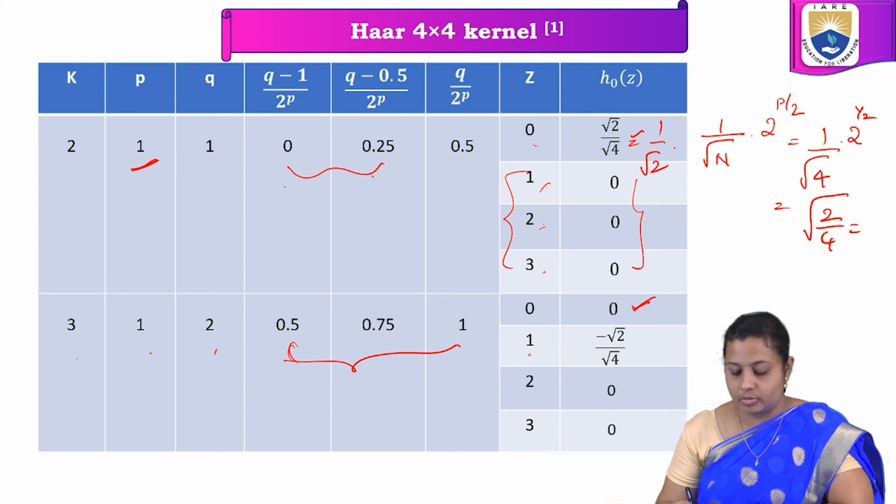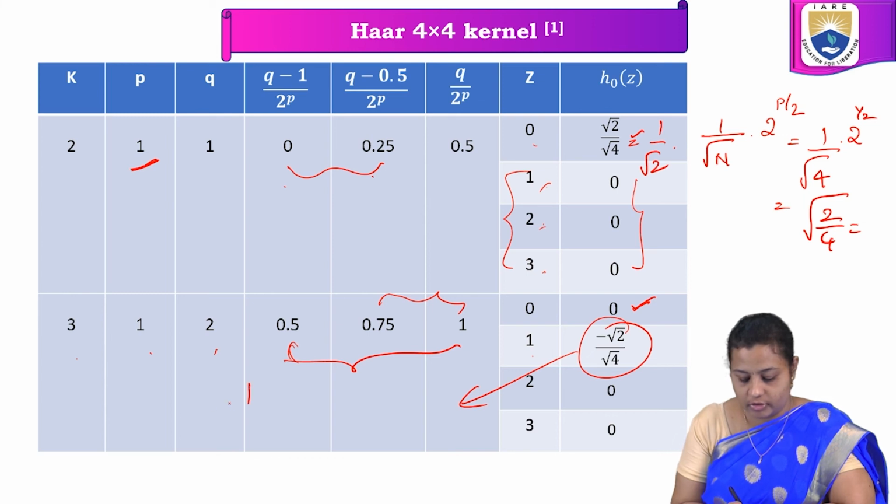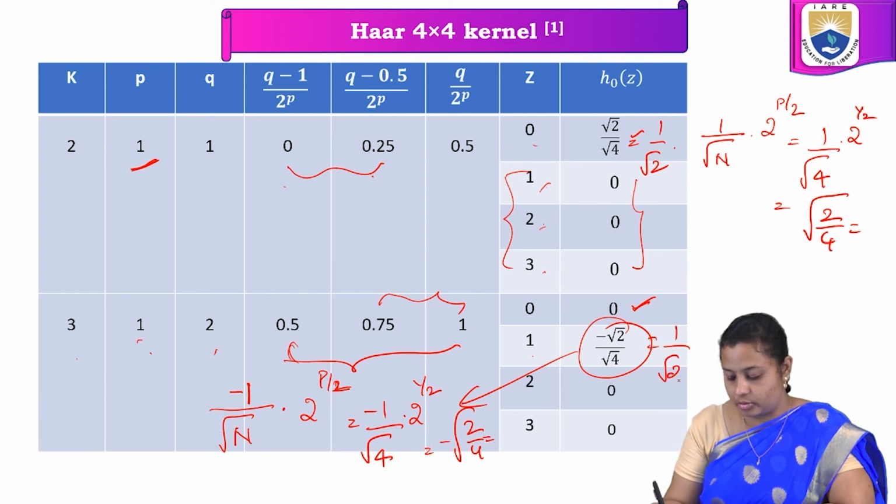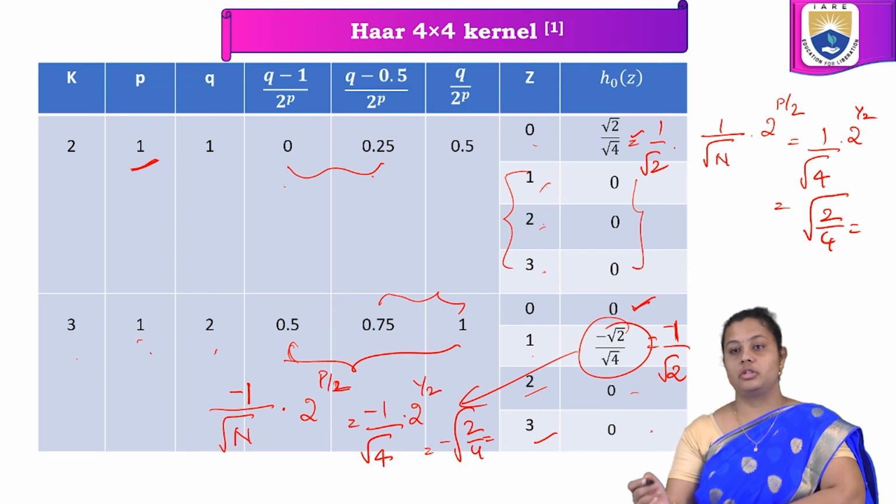Now, when z equal to 1, it is falling in the second range. So when it is falling in the second range, how is the coefficient given? The coefficient is given by 1 by square root of N into 2 power p by 2 with the negative sign. So here 1 by square root of N, capital N is 4. So 2 power p here is 1 by 2, right? So this is equal to 1 by square root of 2 with the negative sign. When z equal to 2 and 3, it is falling beyond our range. So the values are 0, 0, right?